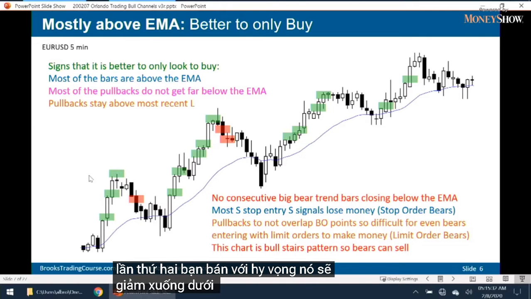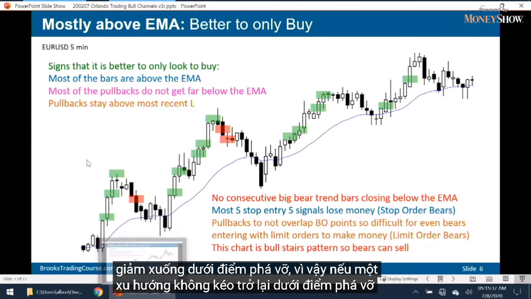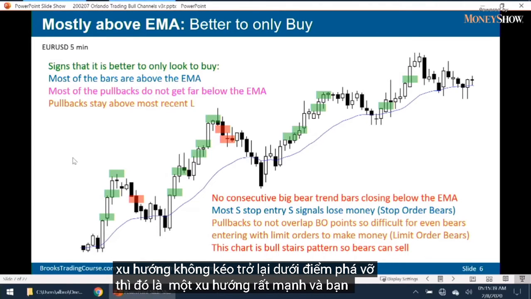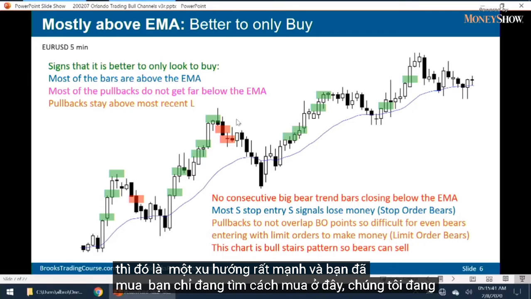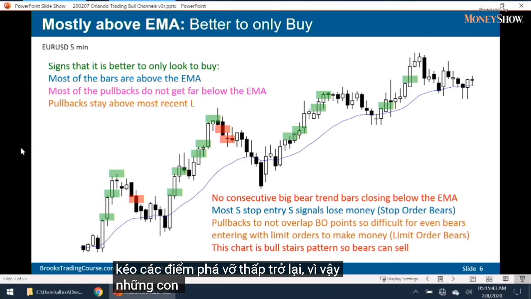expecting it to fall below the breakout point. So if a trend is not pulling back below breakout points, it's a very strong trend, and you should only be looking to buy. Here we're pulling back below breakout points, so bears are selling.